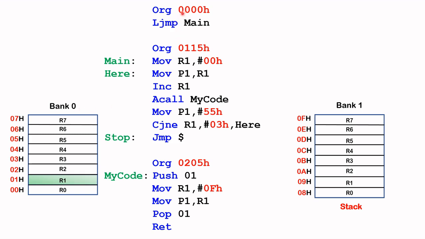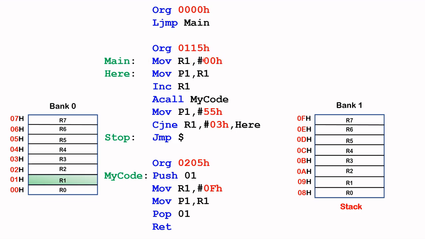And so as usual, I'm going to start it at 0000H, because on power up, that's where the 8051 expects the instruction. So the first instruction will be LJMP main. And main, I have chosen it to start at 0115 hexa. You don't have to do that. You may choose another location, but I choose to start at 0115 hexa.